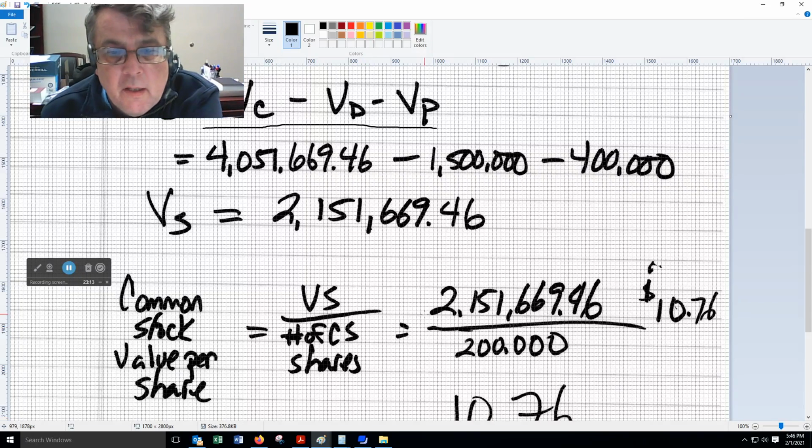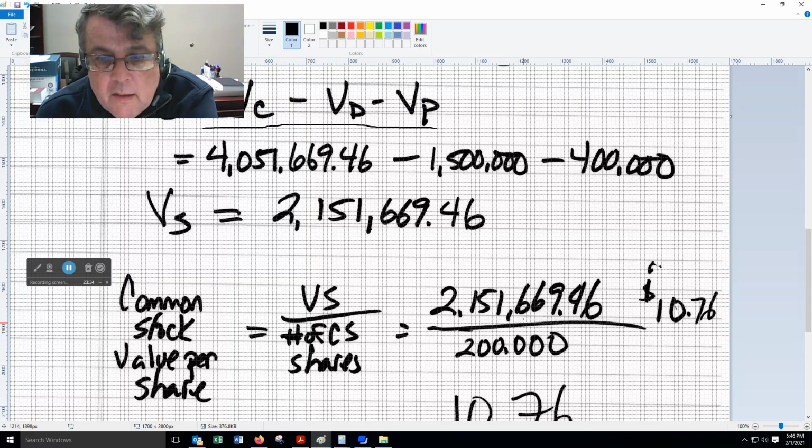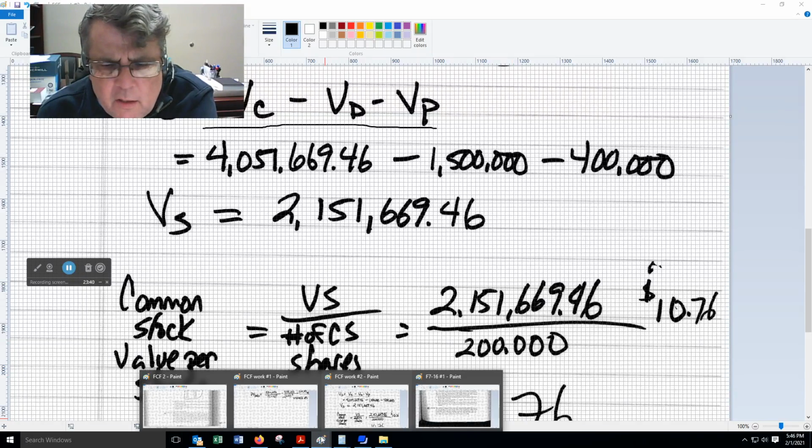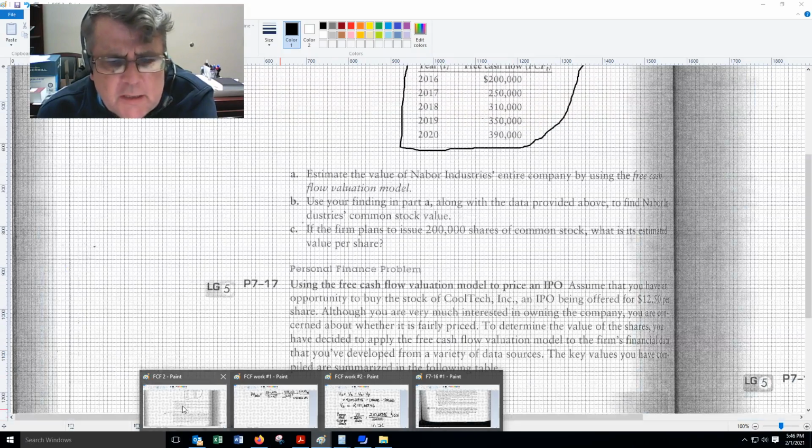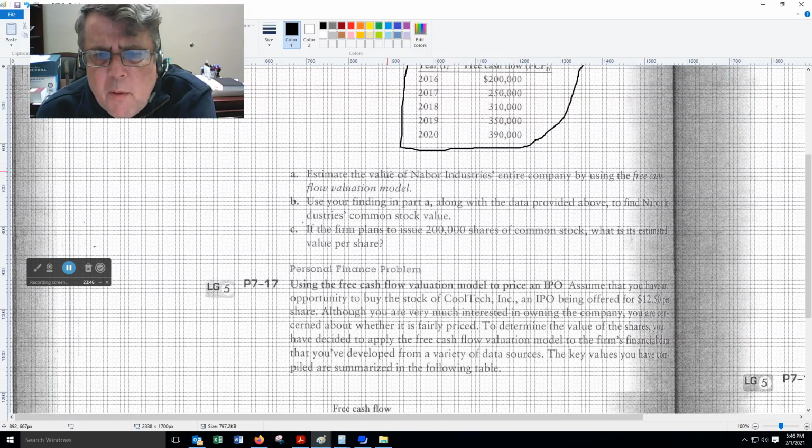Now, the last part, part C, asks you for the share price. The share price, the common stock value per share, is equal to the VS, the value of what we pay for the whole firm, divided by the number of common stock shares. There were 200,000 shares of stock. If we go back here to page 306, I believe it was, part C, if the firm plans to issue 200,000 shares of common stock, what is the estimated value per share?